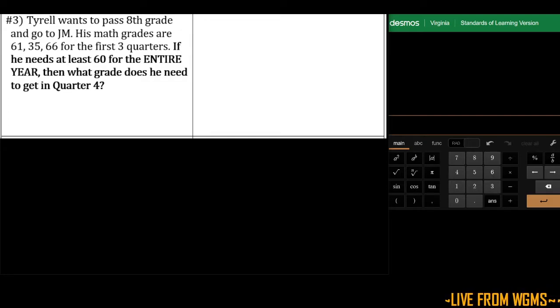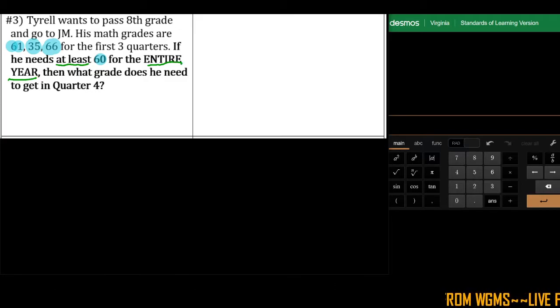You want to make sure that you can figure out what you need to get. For example, I helped out a student and I said, well, if you can solve this problem, we can make this work. Those are the 3 quarters for the entire year, so again, let me highlight some of these ideas. I have 61, I have 35, and 66. And then it says at least 60, so that is going to be a key part there. But also make sure you're noting for the entire year.